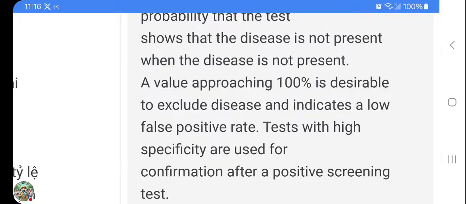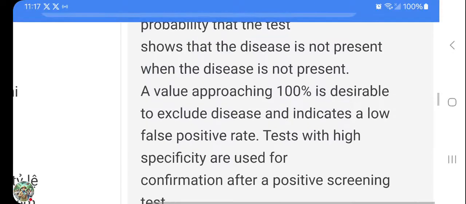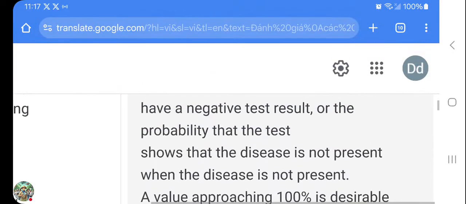Okay, now that we're done with sensitivity and specificity, and we also know the concepts of true positive, false positive, false negative, and true negative. Now we read about the theory here. What does it say?